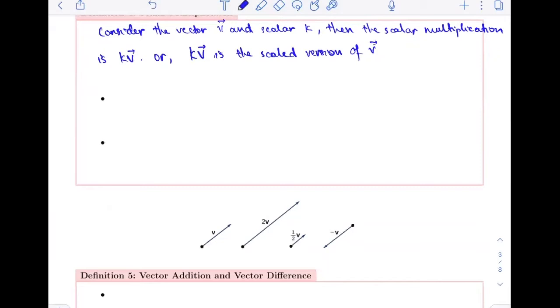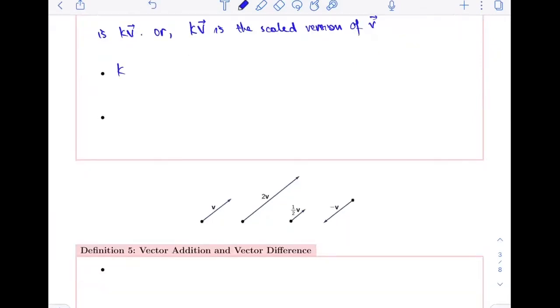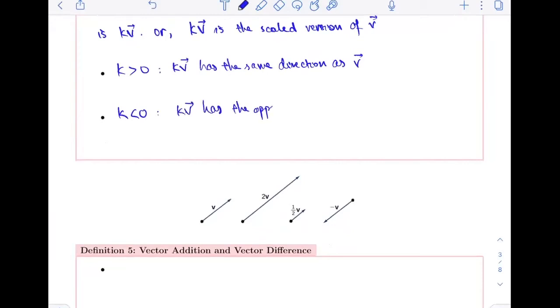You can have that k times v is in the same direction as v, or k times v has the opposite direction as v. So when k is greater than 0, k times v has the same direction as v. And when k is less than 0, you have k times v has the opposite direction as v.